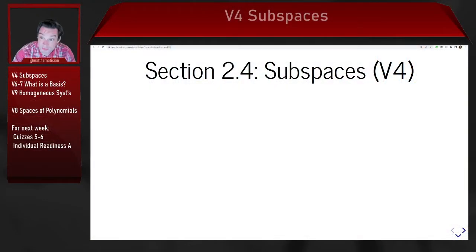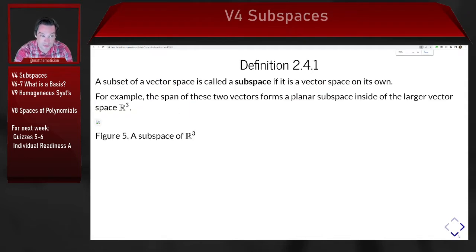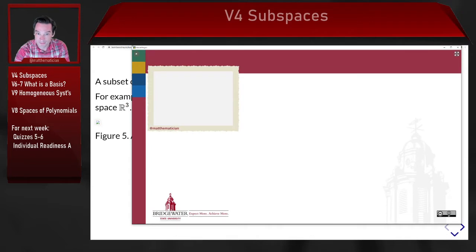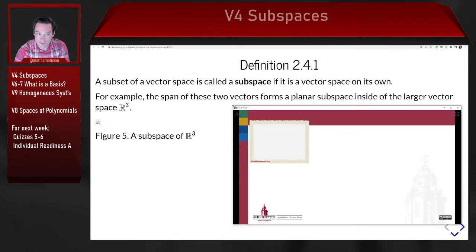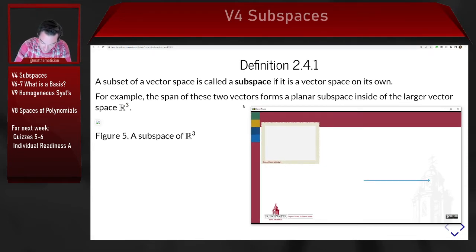So let's start with subspaces. As we talked about very briefly in our last class, a subspace of a vector space is just a vector space that lives inside of a vector space. This screen hasn't done a very good job of showing it to us, so I guess I'll do the illustration myself. But it says that the span of these 2 vectors forms a planar subspace inside a larger vector space R3, and I think that the diagram that they had in mind looks something like this. So here's my 3-dimensional vector space R3.